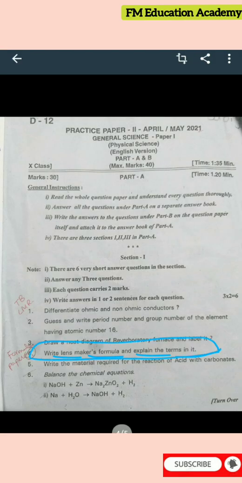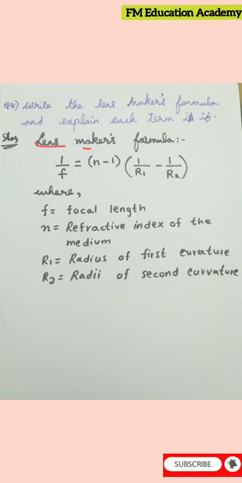See, you can either get a problem based on Lensmaker's formula, or you can get a question in which it asks you the formula. So you should be prepared for both. So first let us see what is the Lensmaker's formula. Here it is telling me to write Lensmaker's formula, and also I should explain what the terms in it are. Suppose I have any variable, I should explain what that variable is. This is my Lensmaker's formula.